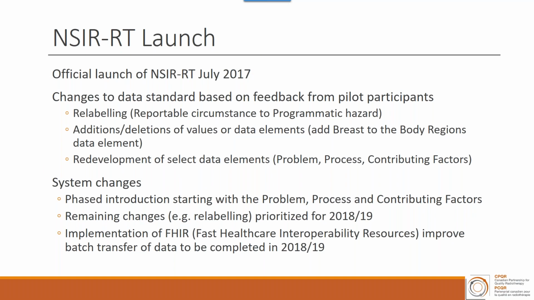As I said on that earlier timeline slide, we launched in 2017. We launched with changes to the data standard based on feedback. There was some relabeling that was required. Certain terms that were misunderstood or didn't seem to make sense on face were changed, such as reportable circumstance was changed to a label called programmatic hazard.